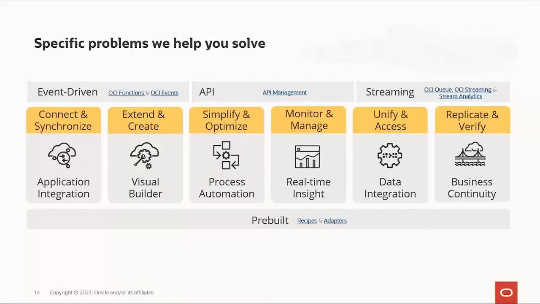So that would be a typical example of process automation as part of integration. Now, our process automation tool, of course, allows you to create your own custom business processes, which could be a custom vacation approvals process, or whatever you can think of in that area. Now, OIC itself comes with very comprehensive monitoring and management capabilities.